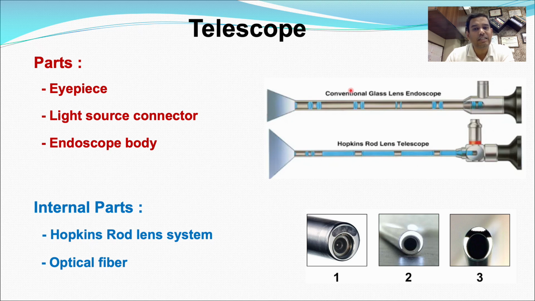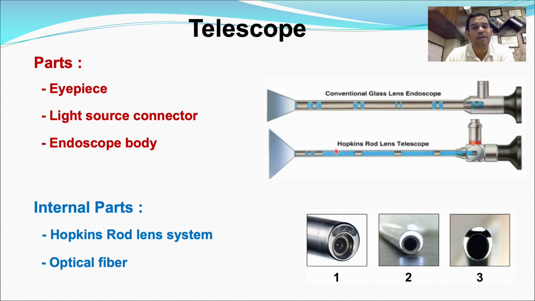This was the initial glass lens endoscope that was used for laparoscopy in initial days. So these are the lenses, biconvex lenses with equal distance, and the space was filled by air. So the problem was conventional telescopes had a lot of distortion of the image. Second thing, the image was not that clear.